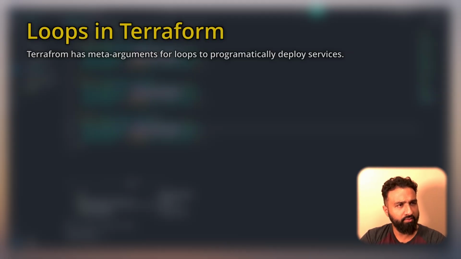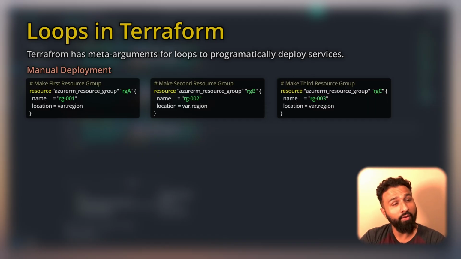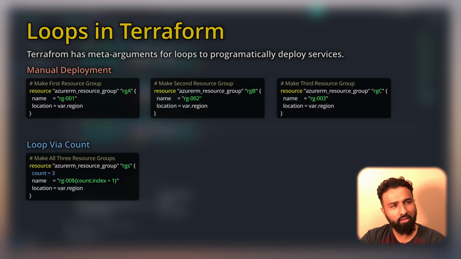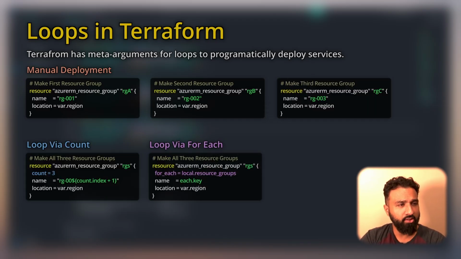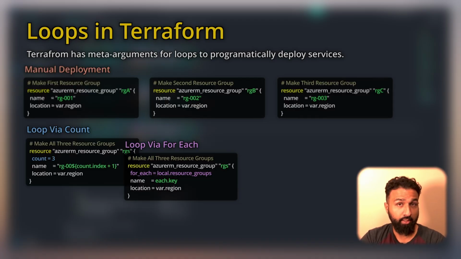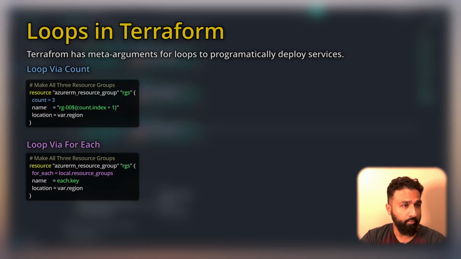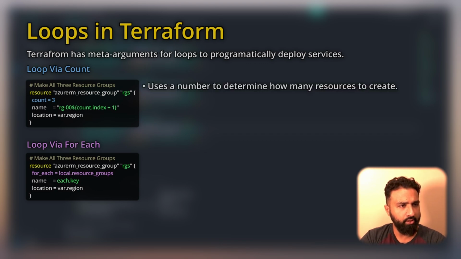Now, loops allow Terraform to repeat work for us. Instead of writing the same resource block over and over, we can write it once and let Terraform generate the rest. Terraform provides two primary looping mechanisms, count and for_each. Both create multiple instances of a resource. The difference is how they decide what to create. Count works with numbers. It simply repeats the resource a specified number of times. If count equals 3, Terraform creates 3 instances of the resource. Each instance receives a numeric index starting at 0 and counting upward.